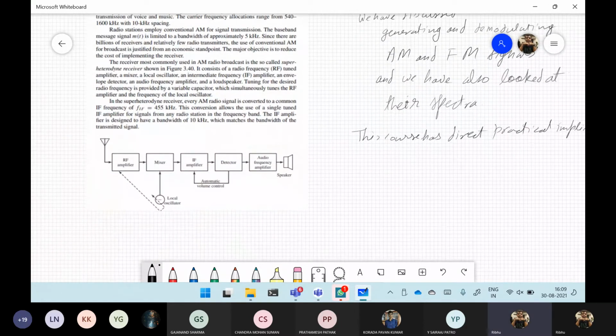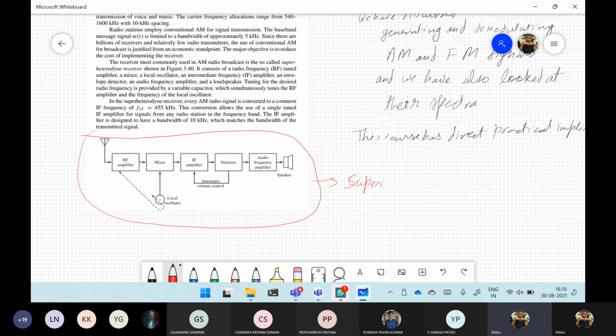Now let us look at a practical receiver for AM. This structure here is called the superheterodyne receiver. Fine. This is called the superheterodyne receiver for AM. And how does this work? I'll tell you how this works.